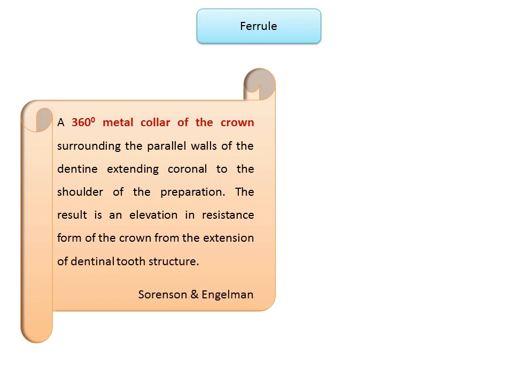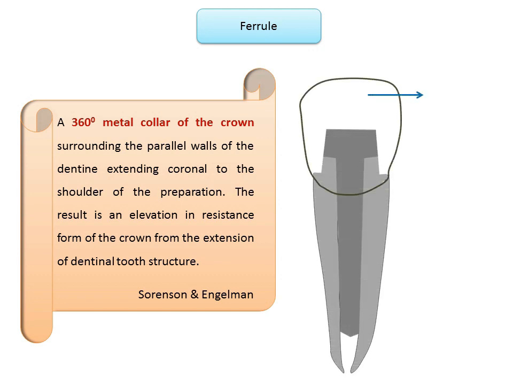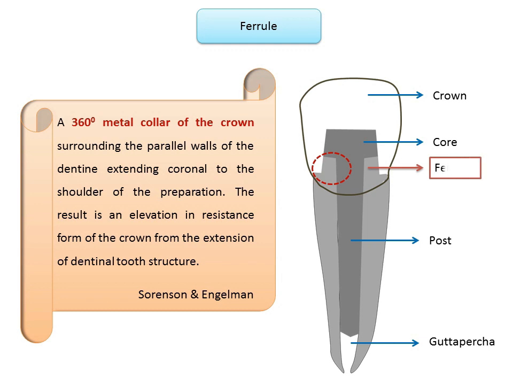The following definition was provided by Sorensen and Engelmann. So here in the diagram is an endodontically restored tooth which is covered by a crown, the center composed of the core. In the root canal is extended the post, and in the apical region is the gutta percha, and a metal collar seen in the cervical region marked by the red circle is the ferrule.